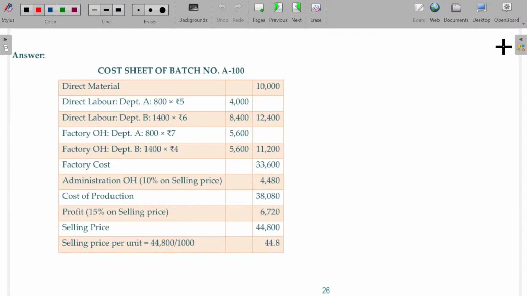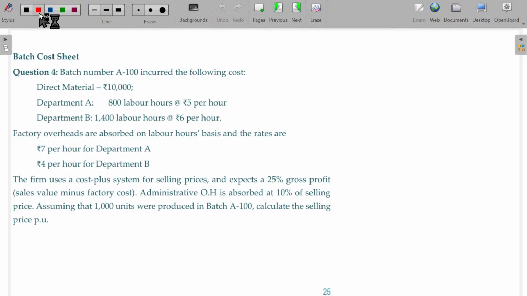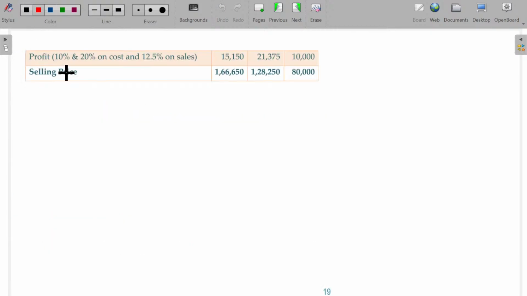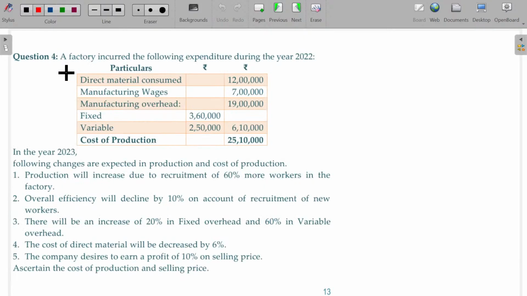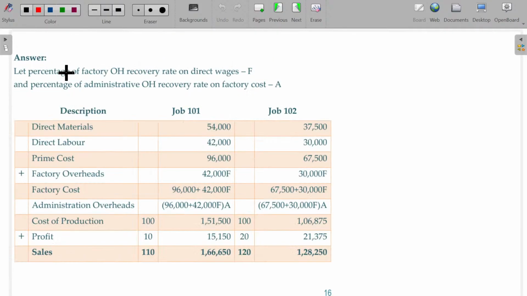See, in batch costing, we'll try to finish the fourth question, and in job costing also we'll try to finish the last question. We try to finish these two. I think it is question number 4, not 5.